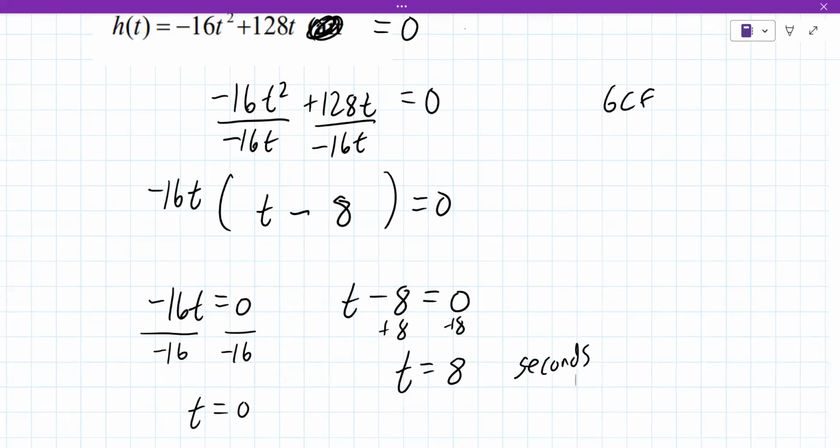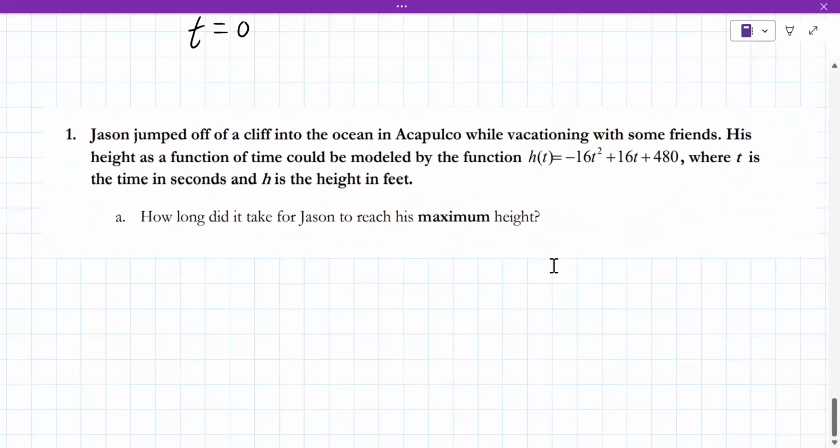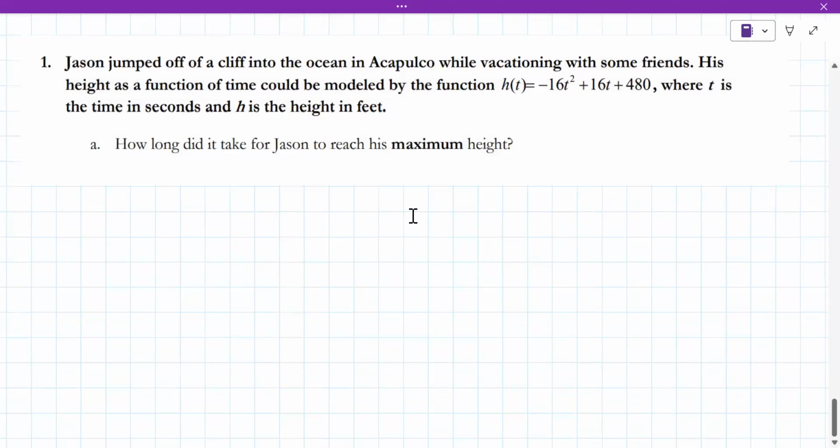Okay, we're going to try one more like this. All right, Jason jumped off a cliff into the ocean in Acapulco while vacationing with some friends. His height as a function of time could be modeled by the function h of t equals minus 16t squared plus 16t plus 480, where t is the time in seconds and h is the height in feet. How long did it take for Jason to reach his maximum height?